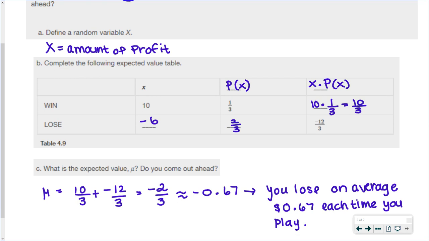So the question, do you come out ahead? No, because you're losing 67 cents every time you play. Now, if my number would have been positive, that would mean I would win 67 cents. So that would mean, yes, I'd come out ahead. I'd come out ahead 67 cents each time I play. But in this case, not going to happen because it's negative.